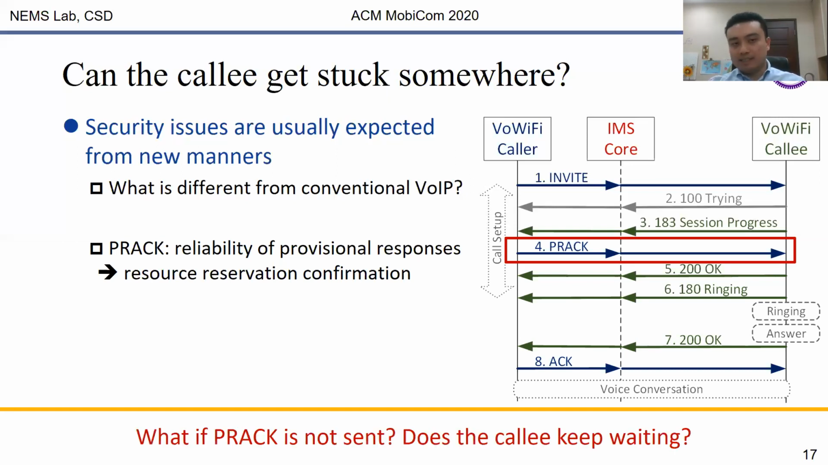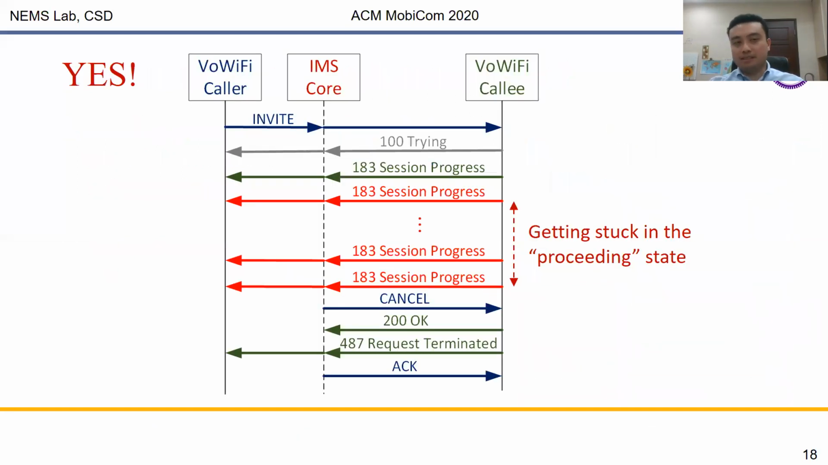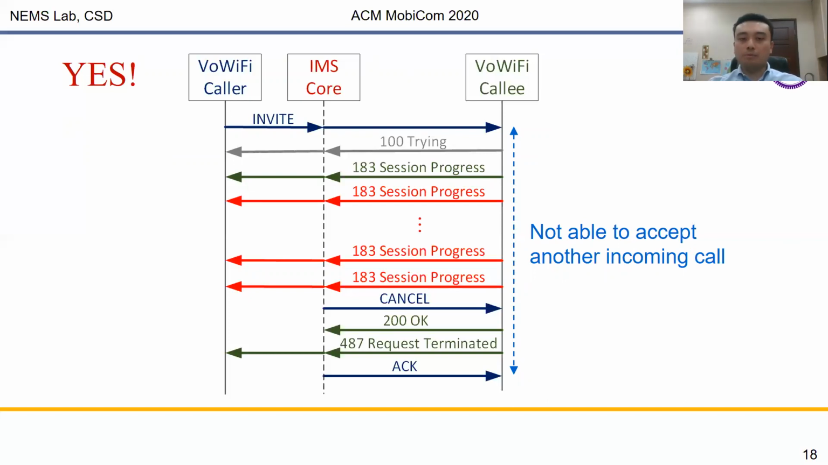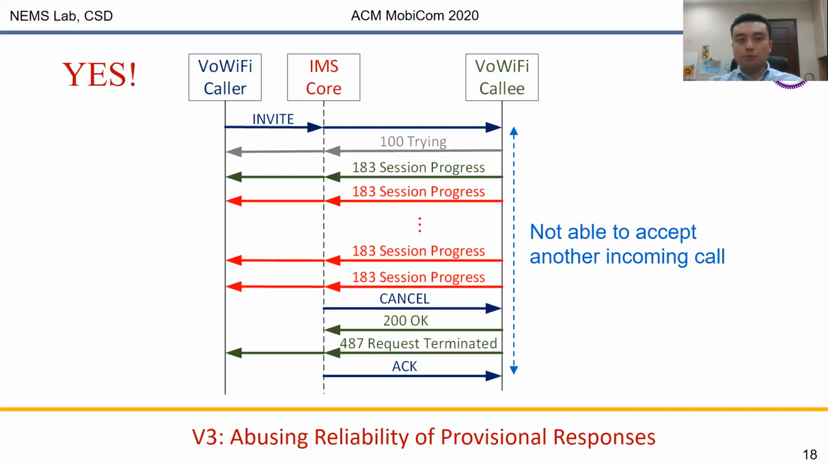What if PRACK is not sent? Does the callee keep waiting? The answer is yes. The callee can get stuck in this proceeding state, which waits for the PRACK. Without receiving PRACK, the callee retransmits session progress with an exponential backoff timer. During this unsuccessful call setup, the callee is not able to accept another incoming call. So the third vulnerability is abusing reliability of provisional responses to cause call denial of service.